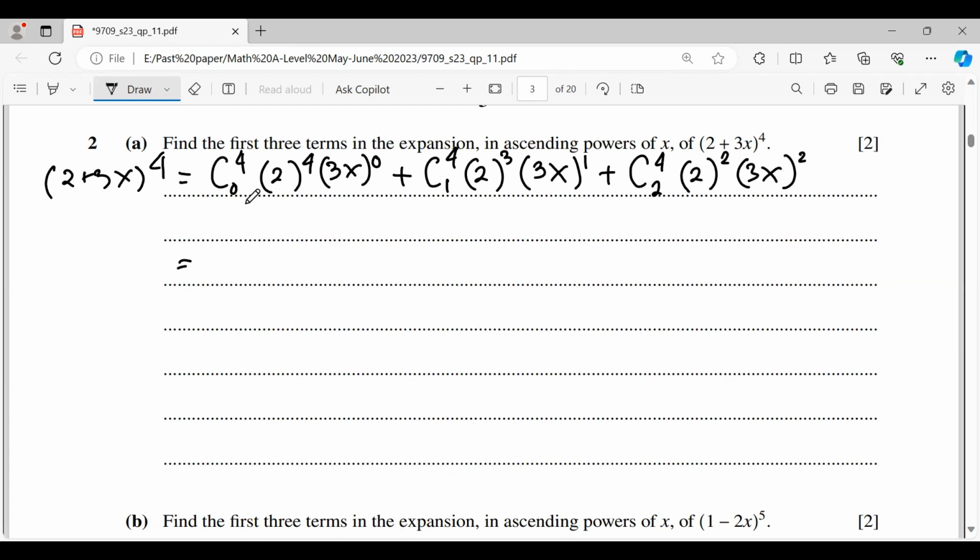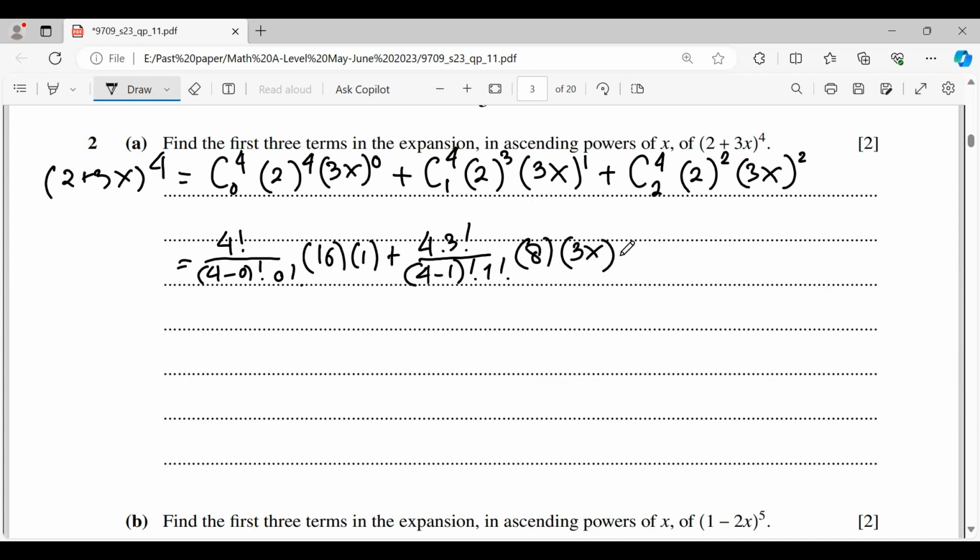The next step, these combinations: 4 factorial over 4 minus 0 factorial times 0 factorial, times 2 to the power 4, which is 16. Then 4 times 3 factorial over 4 minus 1 factorial times 1 factorial, times 8 times 3x, because 3x to the power 1. Then 4 times 3 times 2 factorial over 4 minus 2 factorial times 2 factorial, times 4 because 2 squared, times 9x squared.